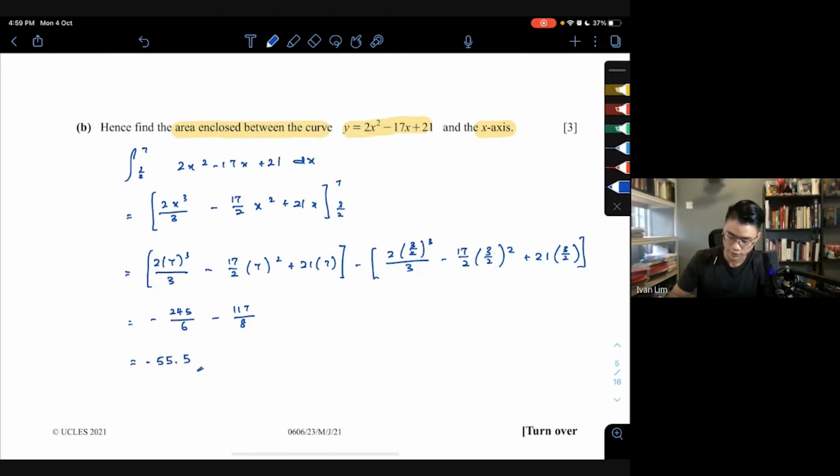You all see? A negative value. You shouldn't get a positive value, but then for your area, what you have to write is: area equals 55.5. You all have to check this. You have to rewrite it, don't leave it as a negative value, because your area has to be presented as positive. Area negative is invalid. If you leave it negative, you lose 1 mark there.